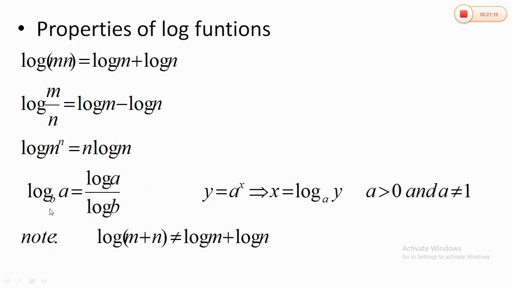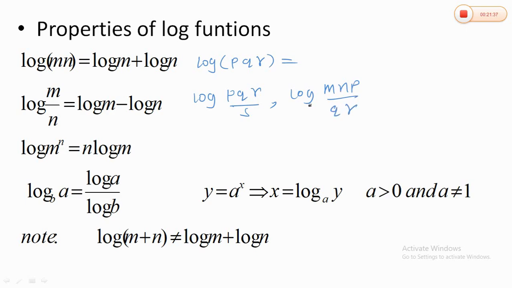So in a nutshell, I will explain all those things once again. Log mn. Log of PQR. So write yourself here. Log m by n. Log PQR by s, comma. Log m n p by qr. So write this in this sense.